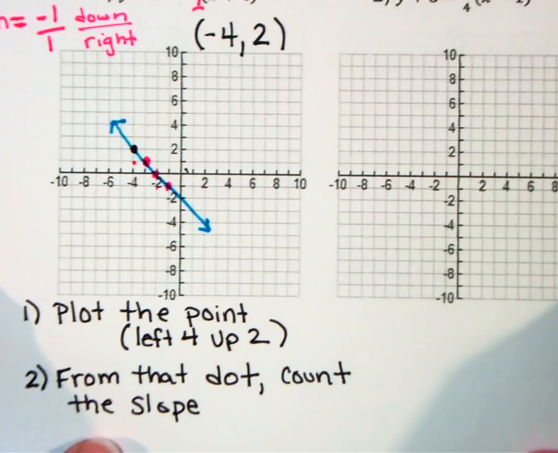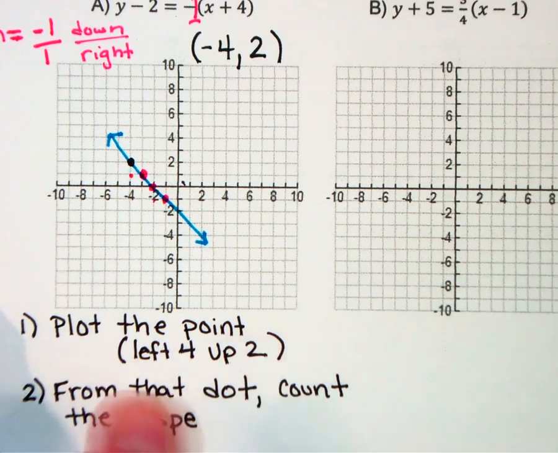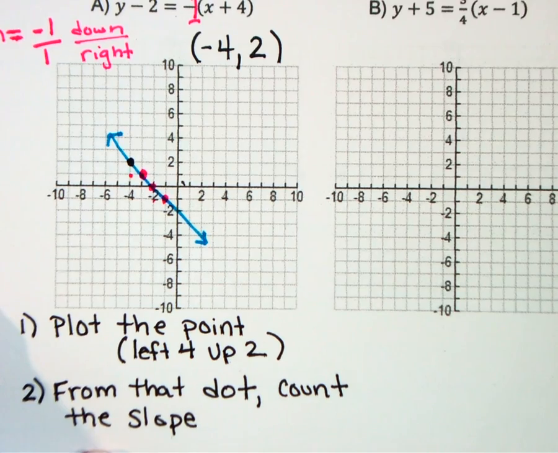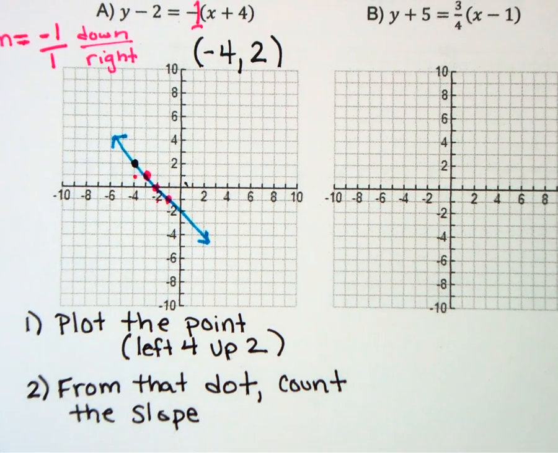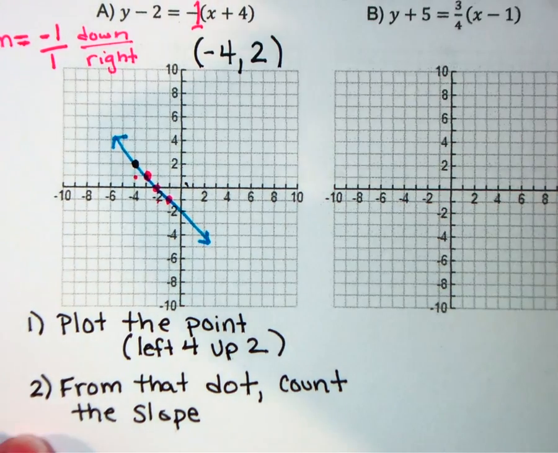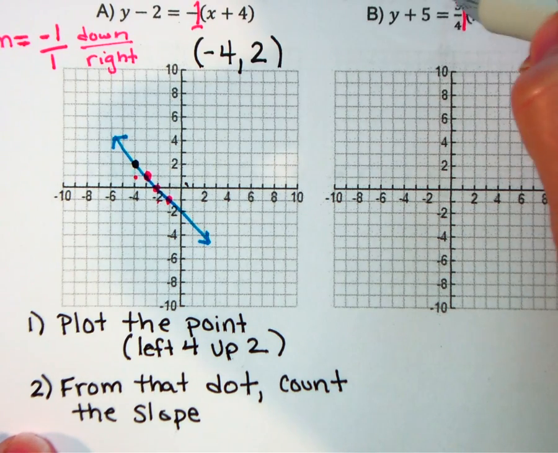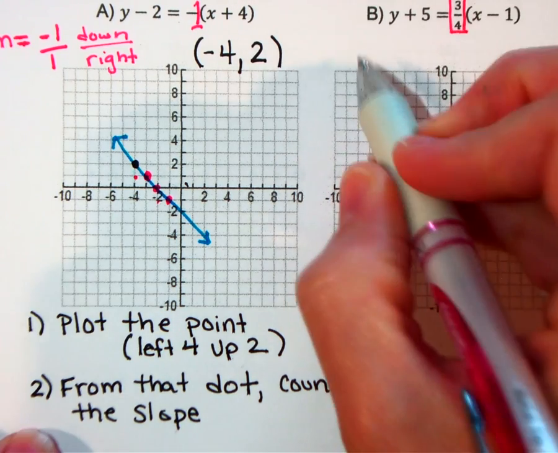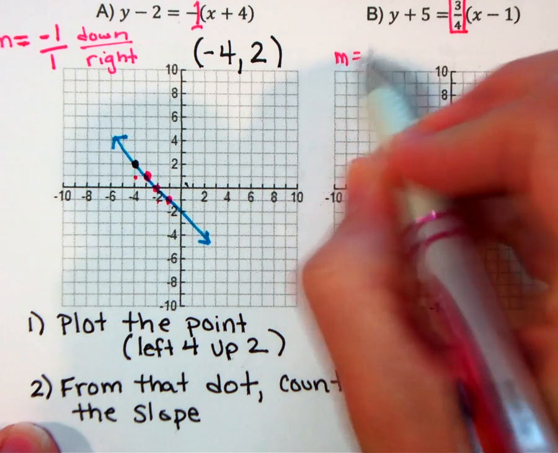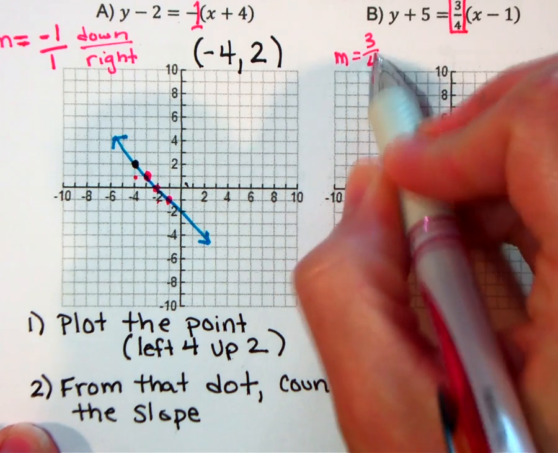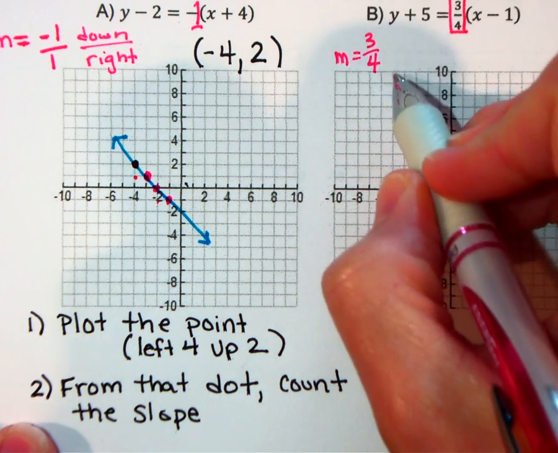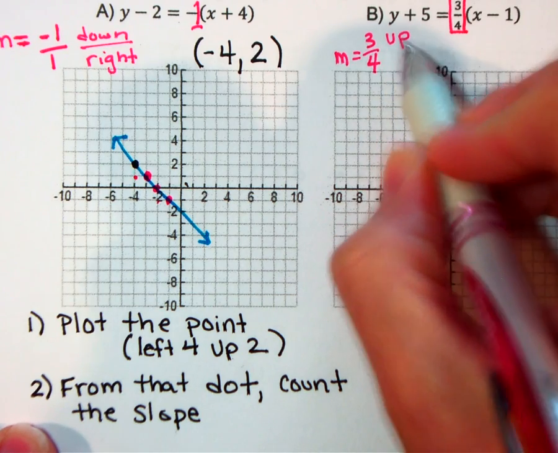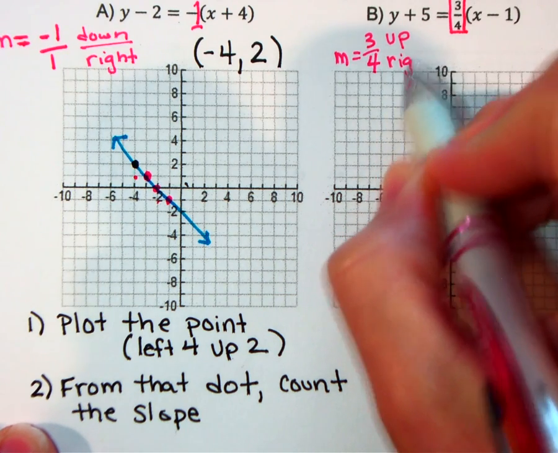Okay, I'm going to slide this over just a little bit, but I want to keep these steps here, so when we do the next one, we have the steps. Okay, so the slope on this next one, slope is easy to identify. It's just this number right here in front of the parentheses. So my slope is 3/4, which remember that's rise over run. So this is up and to the right.